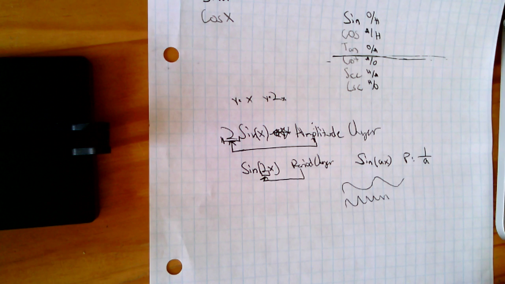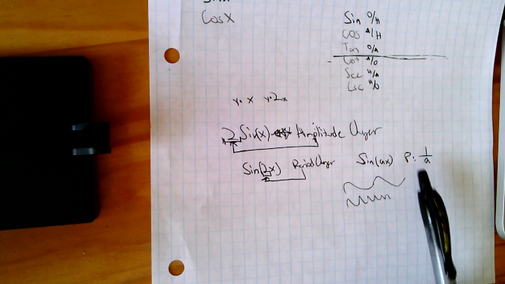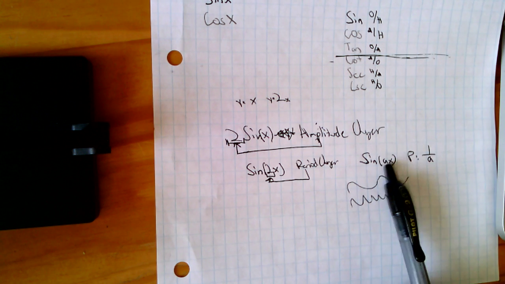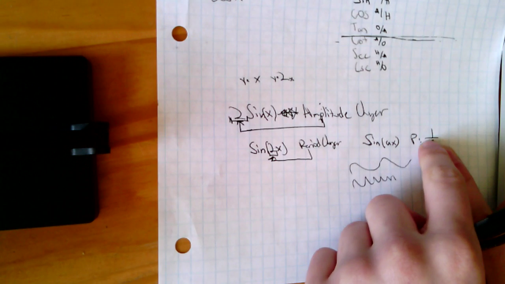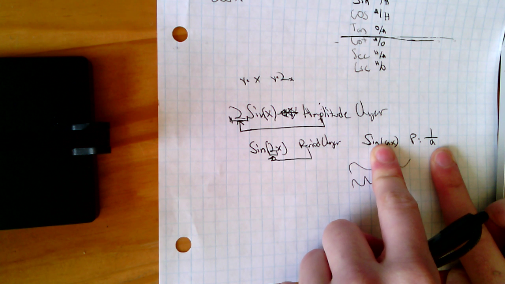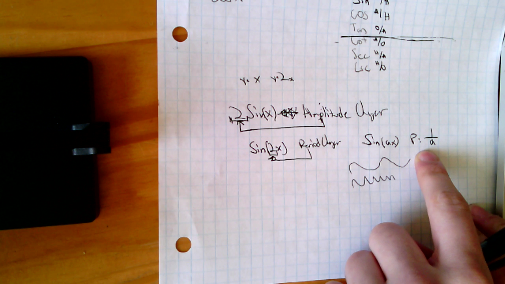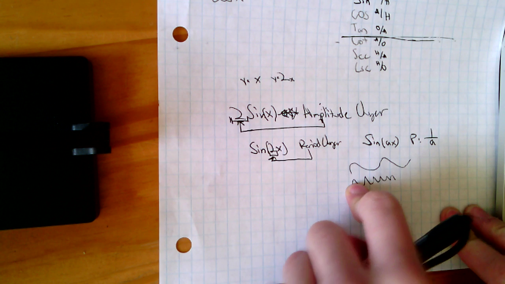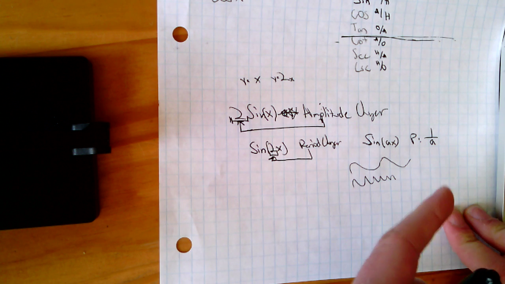That's like changing the period versus changing the amplitude. And don't get this mixed up with period equals 1 over frequency, because that's something completely different. I'm saying that if you're doing sine of a times x inside the parentheses, the period is equal to 1 over that thing you're multiplying it by. Basically, if you're multiplying it higher, you're making the period shorter. If you're multiplying it lower, you're making the period longer, because you're making it slower.